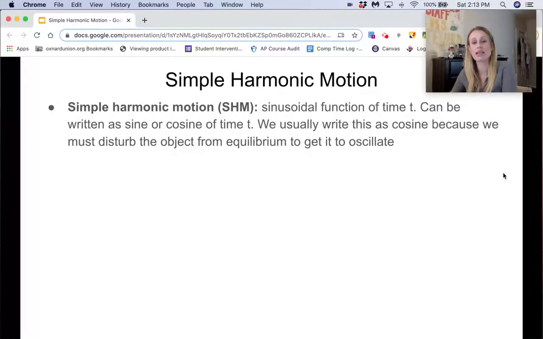All right. So we usually write this equation with cosine because we have to disturb the object from equilibrium to get it to oscillate. And I'm going to show you what I mean by that on the next slide or the next couple slides. I'm going to compare a sine and a cosine graph.